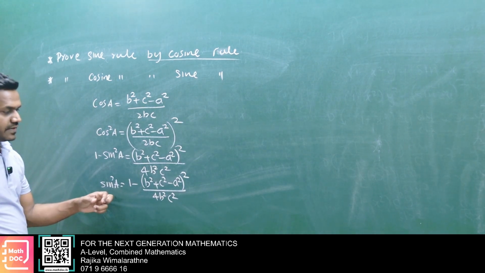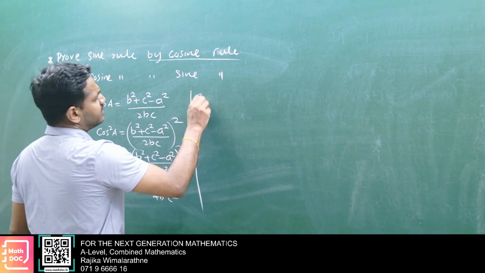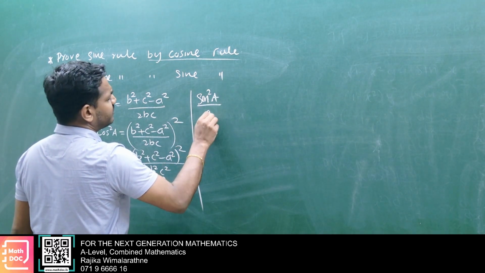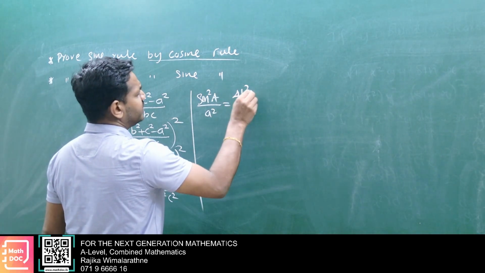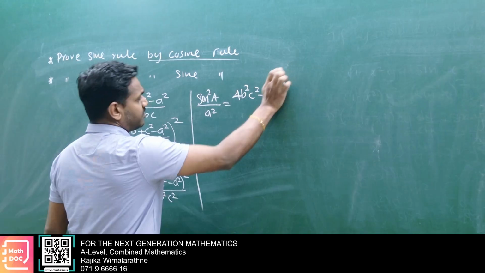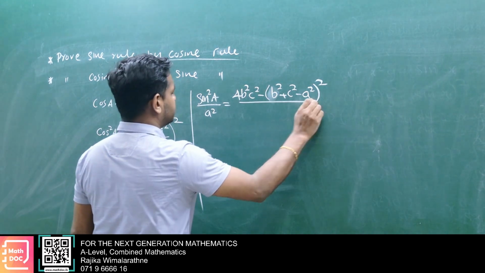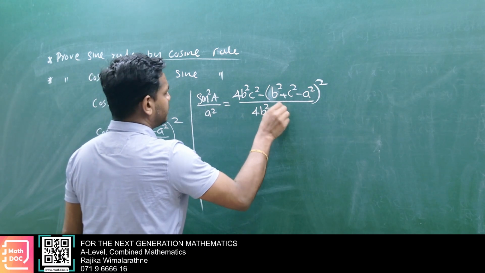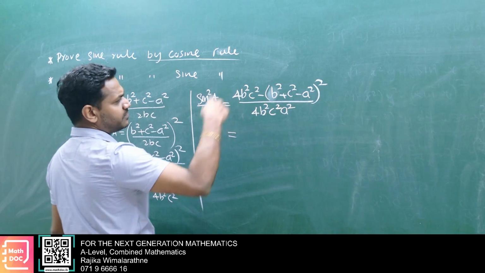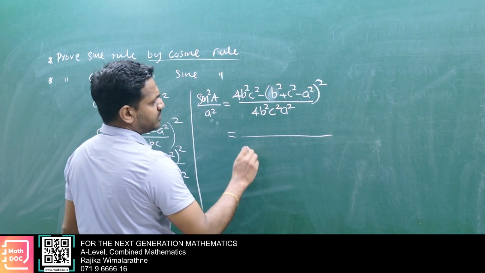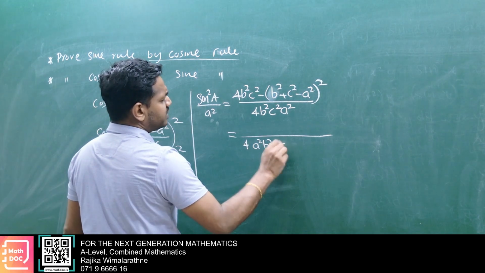Now this is sin² A. Further, you take sin² A over a². Then get a common denominator first: 4b²c² minus (b² + c² − a²)², over 4b²c², and further we have divided by a², so put a² here. Then simplify further, we get 4a²b²c² in the denominator.